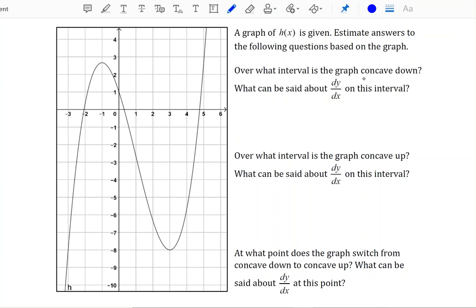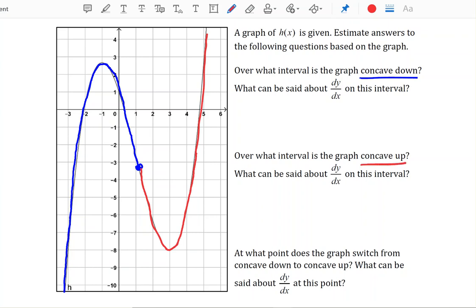Over what interval is the graph concave down? Well, concave down means that the slopes are decreasing in value over time, and we get this part of the graph that looks like a downward facing parabola. And I don't know exactly where it stops being concave down, but it seems to be somewhere around x equals 1. At that point, it switches to being a graph where these slopes are increasing as we move towards the right, or being concave up.